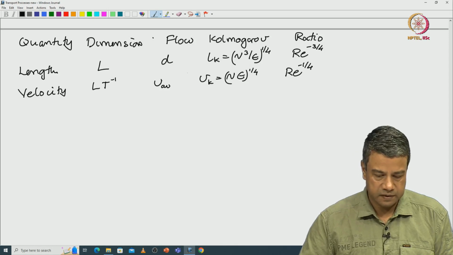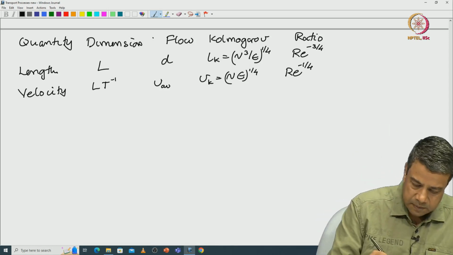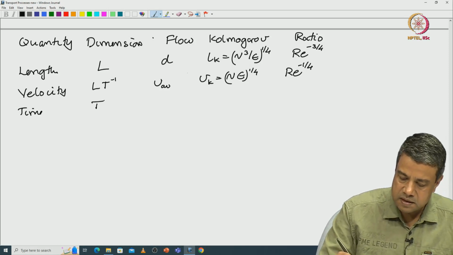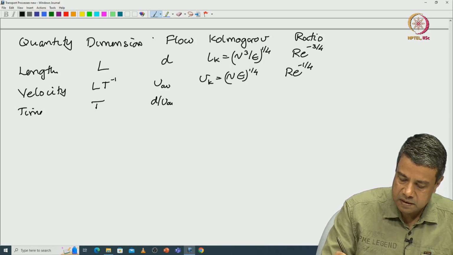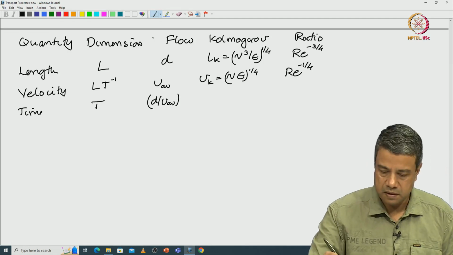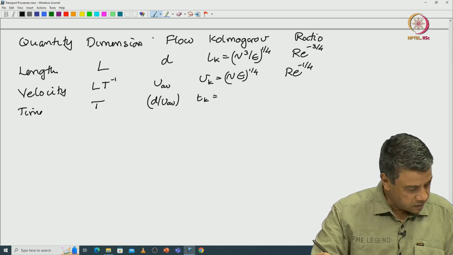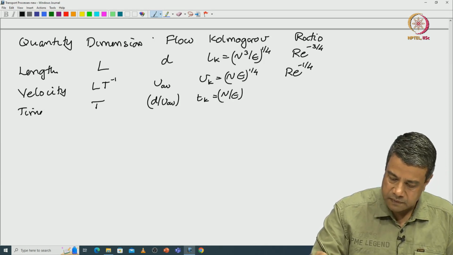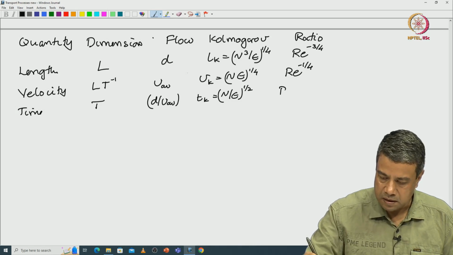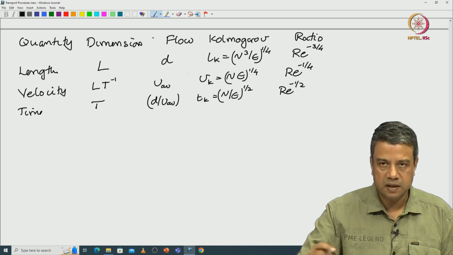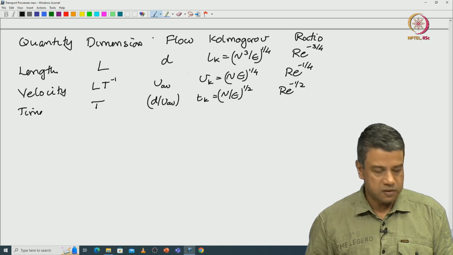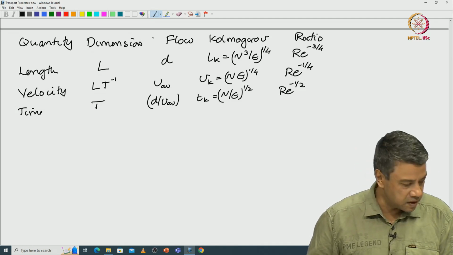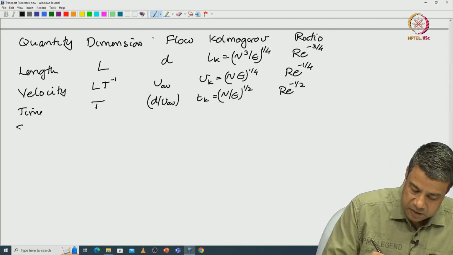That is what we had just derived. Time, dimension t, this is d by V average, length by velocity. Tk is equal to (nu by epsilon) power half. And the ratio is Re power minus half. So, the ratio of the Kolmogorov to the flow scale is much smaller than 1 for the length, velocity and time scales.